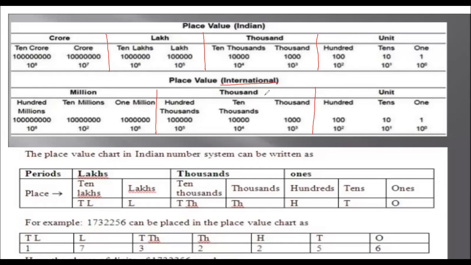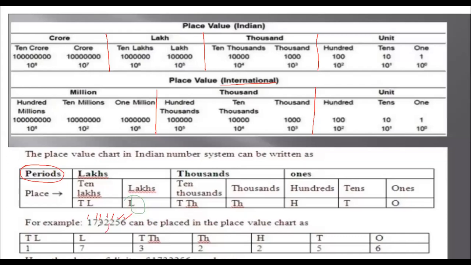So 3 digits in the ones period, 3 digits in the thousands period, and 3 digits in the millions period. The place value chart in the Indian number system can be written this way. See, he has given clear information to us. For example, this number can be placed in the place value chart as 6 ones, 5 tens, 2 hundreds, 2 thousands, 3 ten thousands, 7 lakhs, 1 ten lakhs.